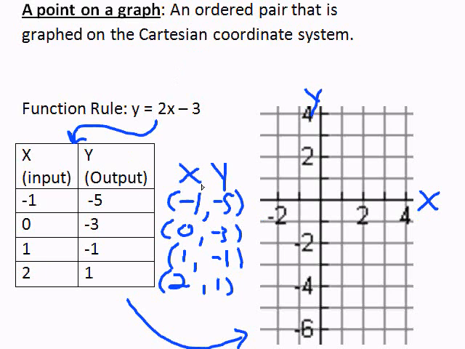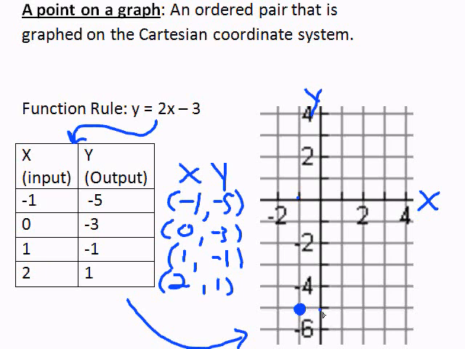Taking a look at our first point, (-1, -5), the x value is -1, so we move over to -1. Notice I am now one space to the left of 0. Y is -5. So I need to go to where y is -5 and x is -1. So we found x is -1. Let's go to y -5. 1, 2, 3, 4, 5.